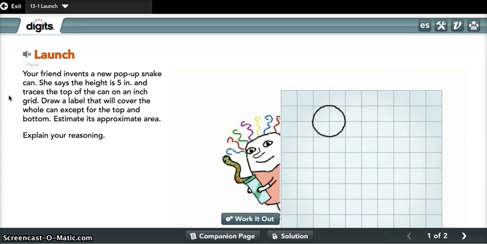Your friend invents a new pop-up snake can. She says the height is 5 inches and traces the top of the can on an inch grid. Draw a label that will cover the whole can except for the top and bottom. Estimate its approximate area. Explain your reasoning.